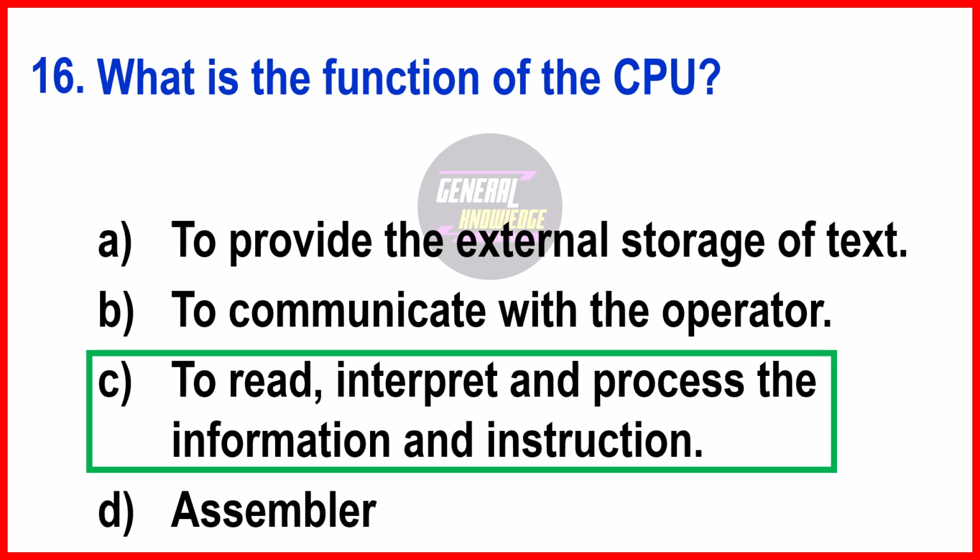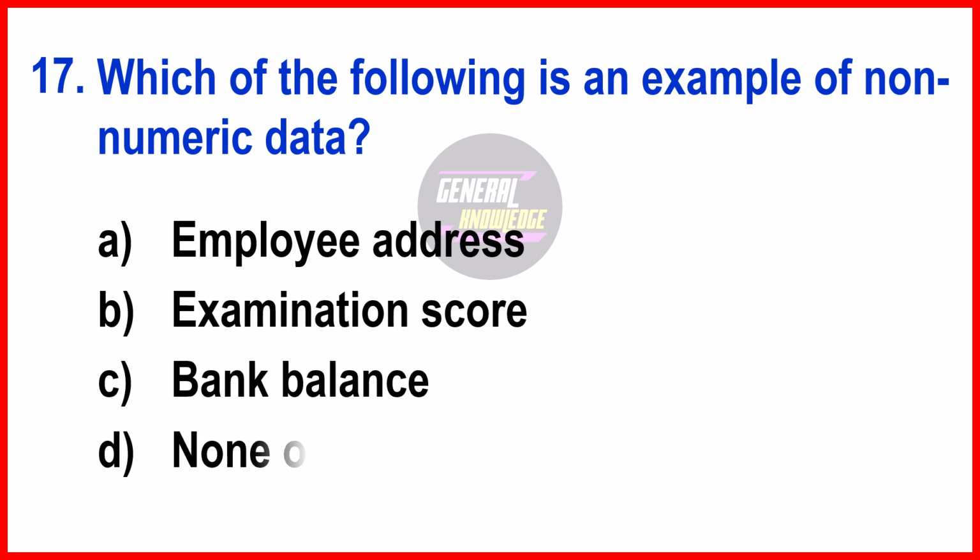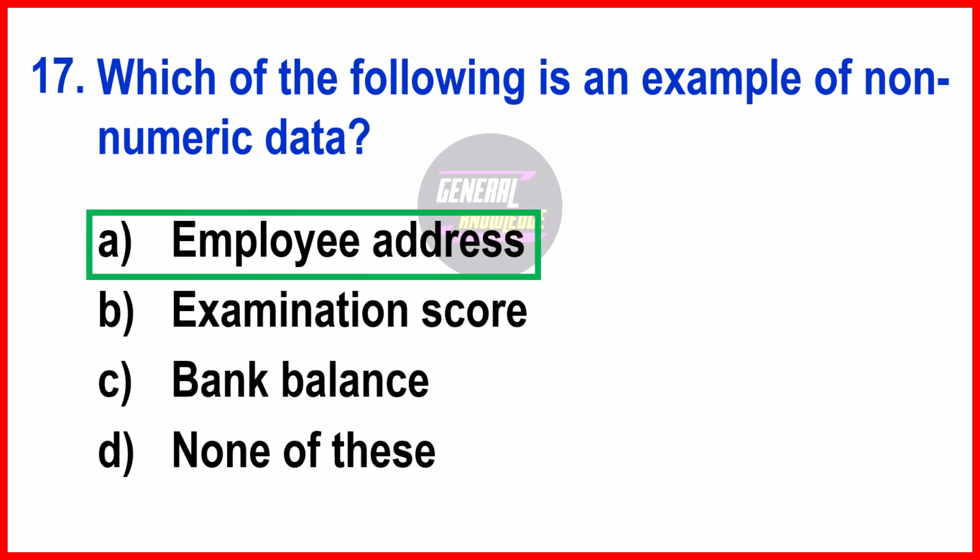The CPU, or central processing unit, is essentially the brain of a computer. It's the component that executes the instructions given to it by the software. This includes fetching instructions from memory, decoding them, performing calculations based on the instructions, and storing the results back in memory. Which of the following is an example of non-numeric data? The right answer is option A, employee address.